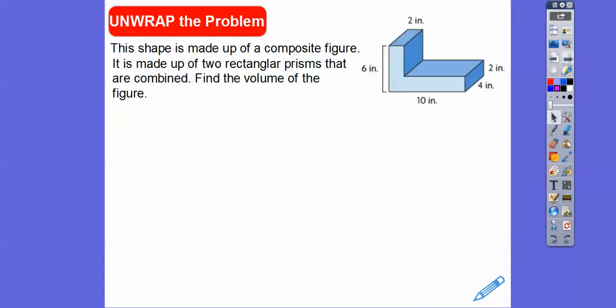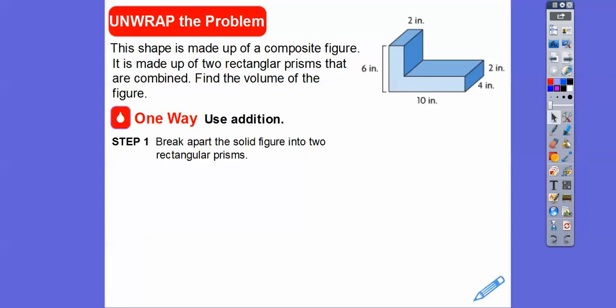Here's one right here. This shape is a composite figure made up of two rectangular prisms that are combined. Find the volume. So it's like I have this rectangular prism and then this guy right here. There's a couple of ways. Actually, there's more than a couple of ways. I'll show you three ways here.